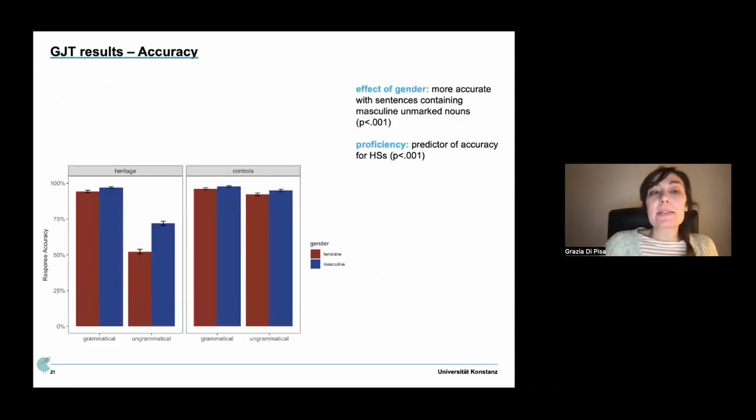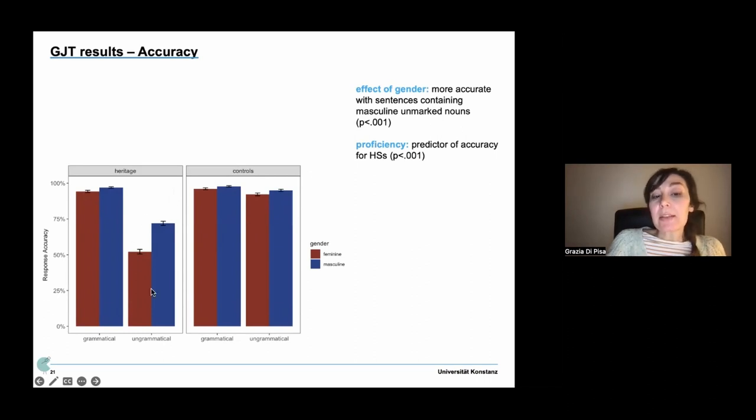So these are the results for the grammaticality judgment task. And as we can see, we found an effect of gender. So they were more accurate with sentences containing masculine unmarked nouns. And we also found that proficiency was a predictor of accuracy. So the higher the score in the dialogue, the better the accuracy. And as we can see, for the heritage speakers in the grammatical sentences, there is really no difference with the control.